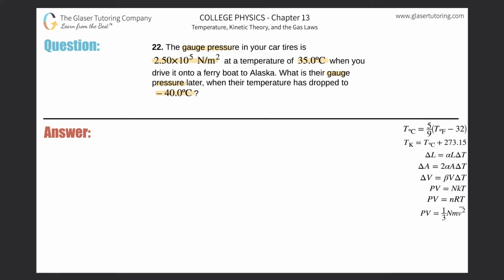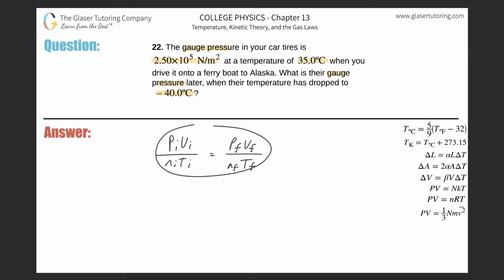All right. So if you notice, this problem involves changing conditions, right? We're given some initial pressure, some initial temperature. We're given some final temperature, and then we're asked for some final pressure. So anytime you have changing conditions of a gas, you have to use the combined gas law, which is PI VI over NI TI is equal to PF VF over NF TF. Please, if this is not familiar, I have a general video for the ideal gas law. It talks all about this, so check that out.